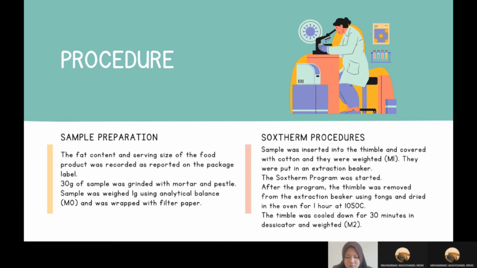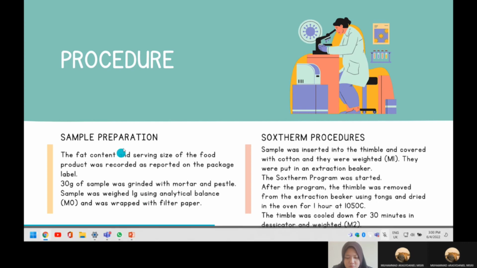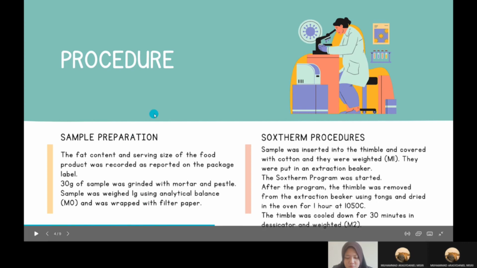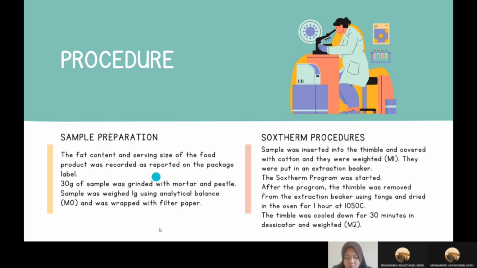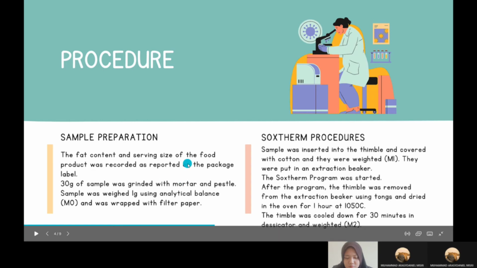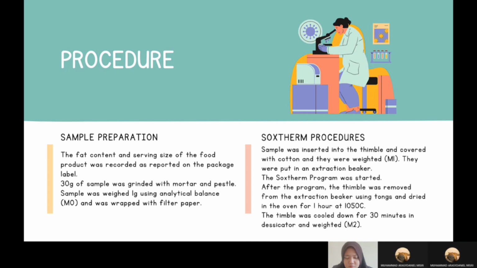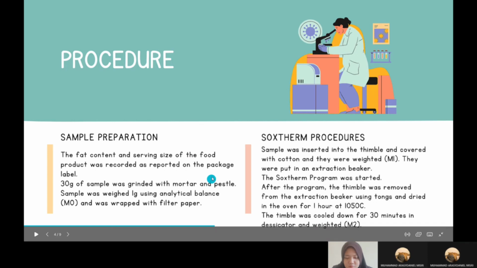After the program, the thimble was removed from the extraction beaker using tongs and dried in the oven for 1 hour at 105 degrees Celsius. The thimble was cooled down for 30 minutes in a desiccator and weighed, which is M2.